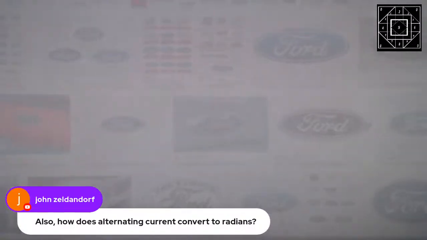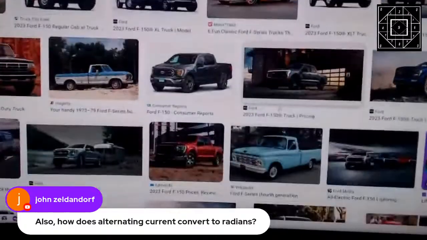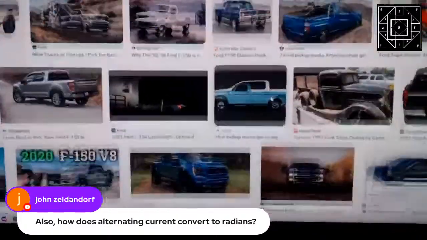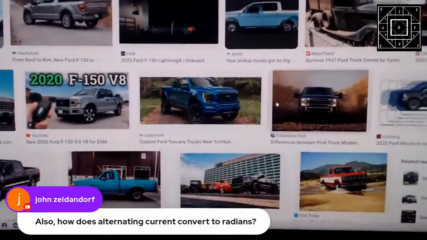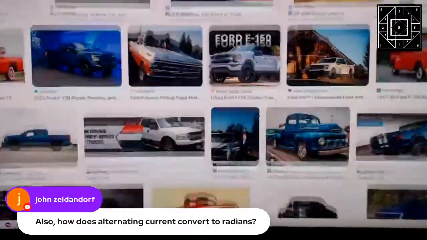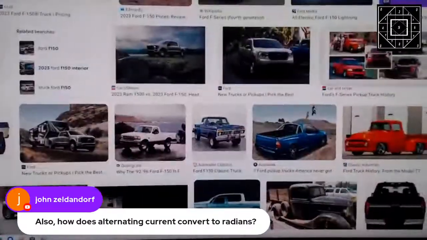Ford trucks. Show me the back of a Ford truck. They're not showing me the back of any Ford trucks. They will not give up that information. Jiminy crackers. No, they're not going to show it to me, so I'm just going to tell you, you're going to have to take my word for it.